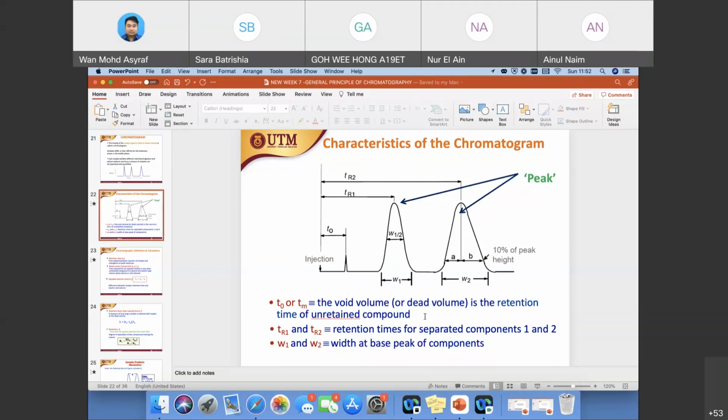These are some of the terminologies that you need to know. We can call it void volume or dead volume. What is the retention time? What is the width? Alright.